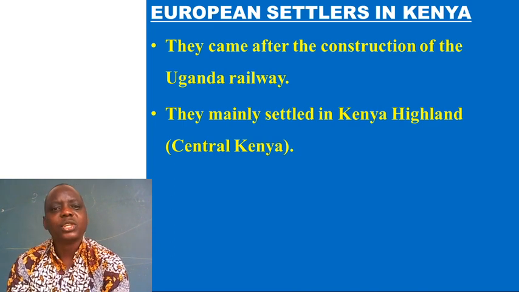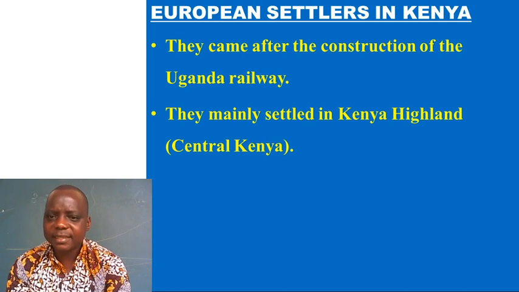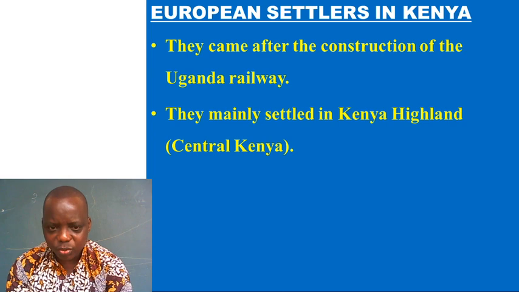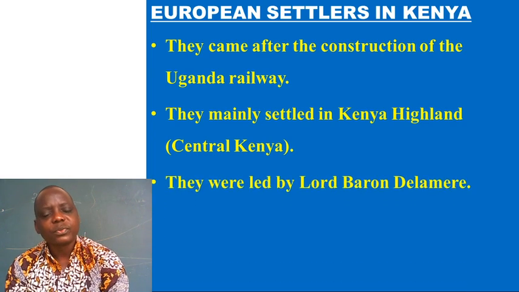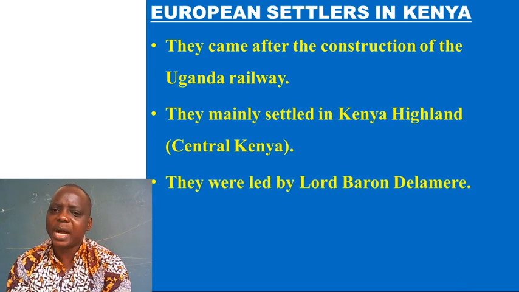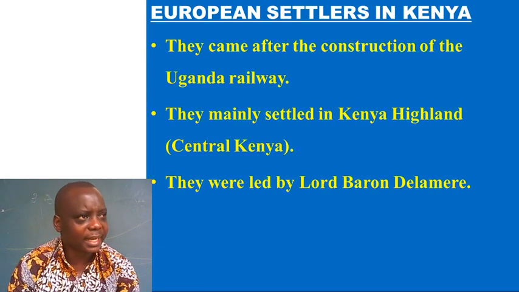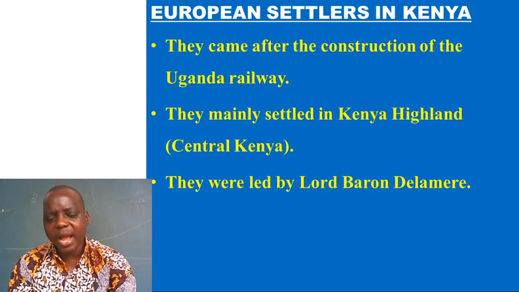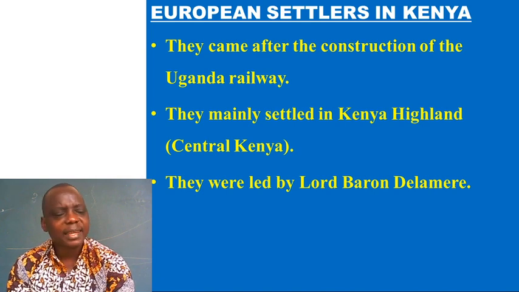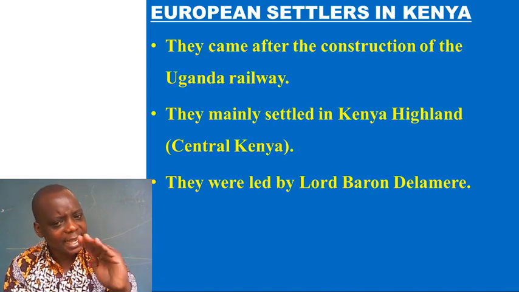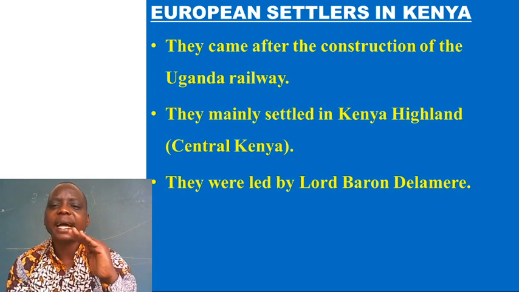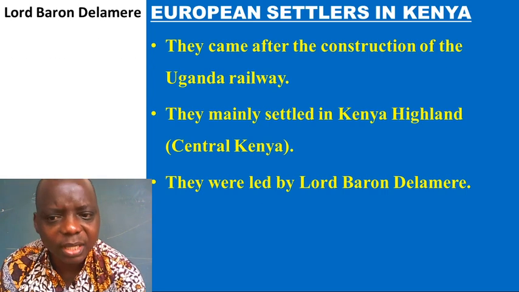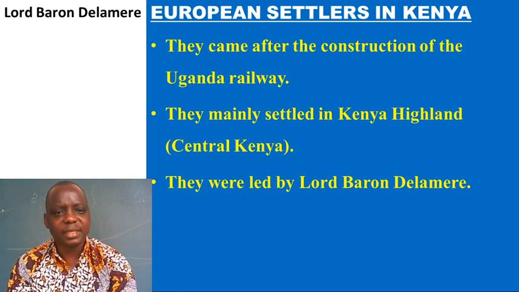So the construction of the Uganda Railway became one of the leading reasons for the coming of the settlers to Kenya. They mainly settled in the Kenya Highlands, that is the central part of Kenya, when they got to Kenya. And this group of people were led by this very man. Now, this man was not alone, but we are taking him. Why are we taking him? Because he was the one who encouraged other whites to come and settle on the Kenya Highlands. This man was called Lord Baron Delamere.